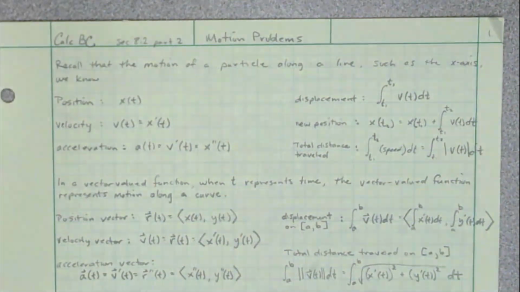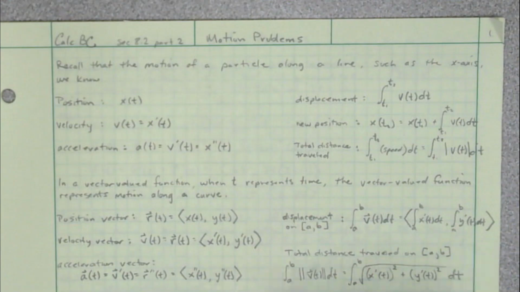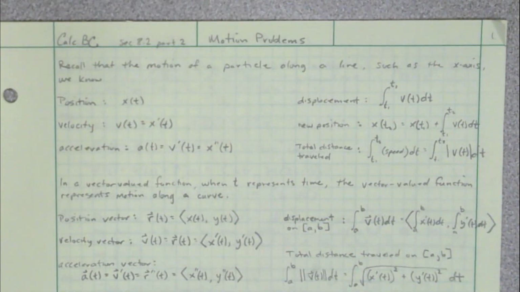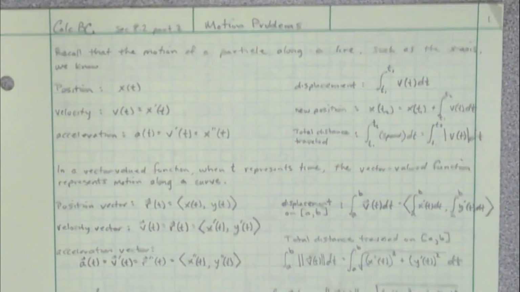Okay, so this video is section 8.2 part 2, motion problems. We're going to be looking at motion problems along a line such as the x-axis. We know that from before. We're going to be using the vector approach, which is similar to the parametric approach to things. So they're one and the same.